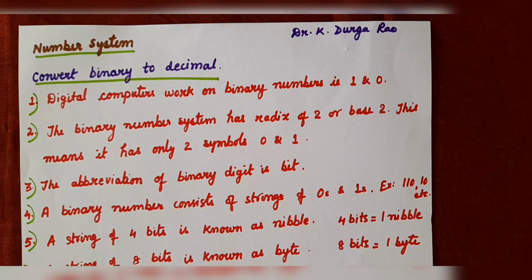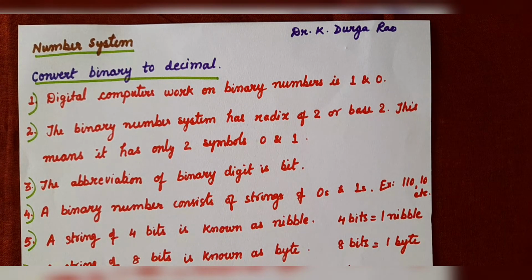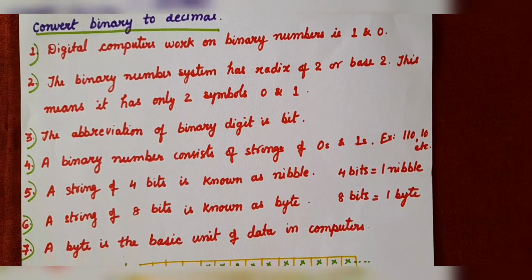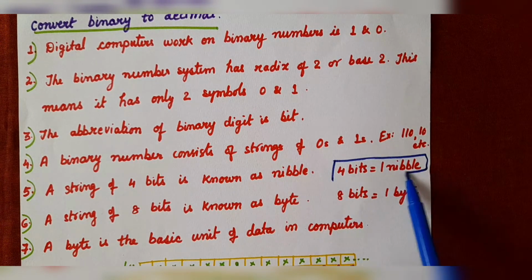Example: 11010 and so on. Fifth point, a string of 4 bits is known as a nibble. That is, 4 bits is equal to 1 nibble.